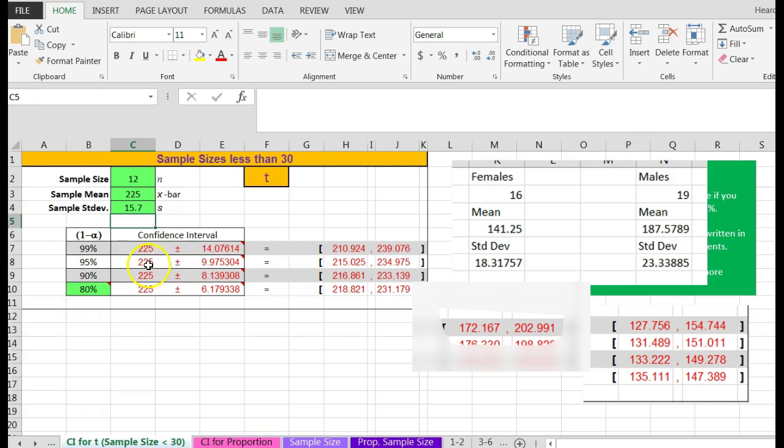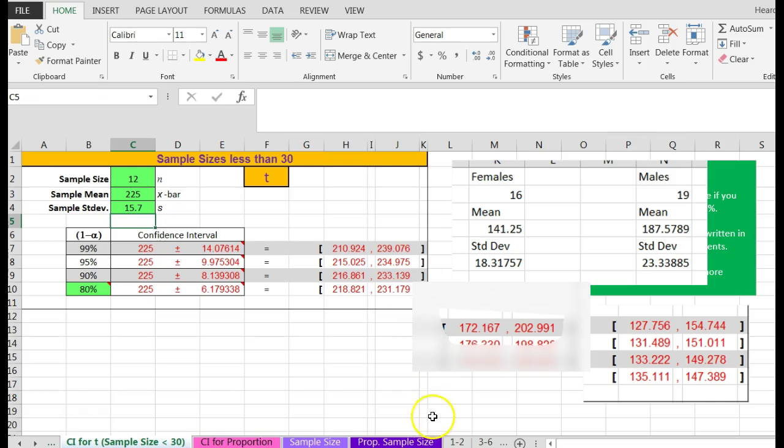I'll go all the way over here. And this is just the half width there of the arrow. That's mathematically what you would do, but you don't have to worry about that. You just look over here at the actual confidence interval. Looks like it's going to be 215.03 to 234.98.